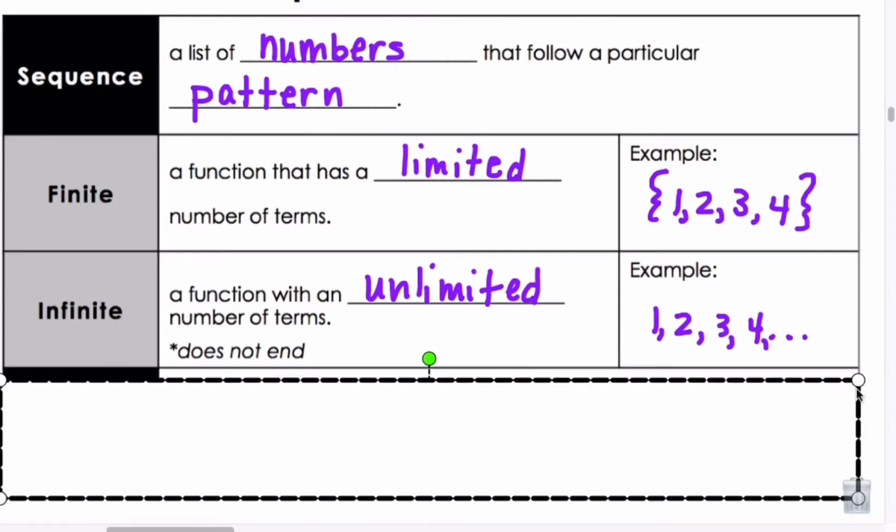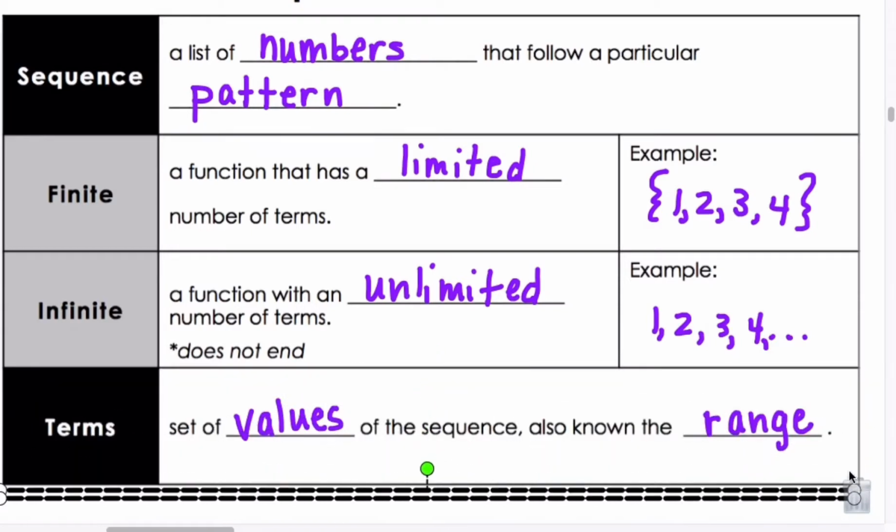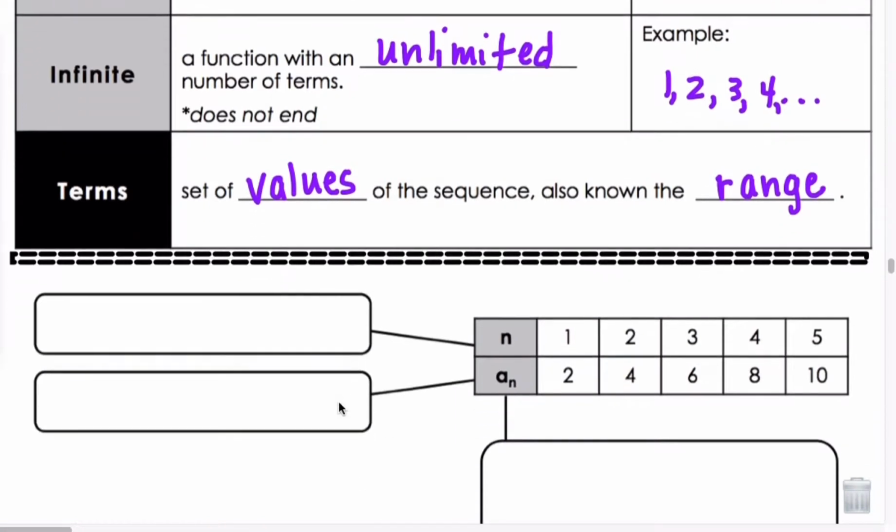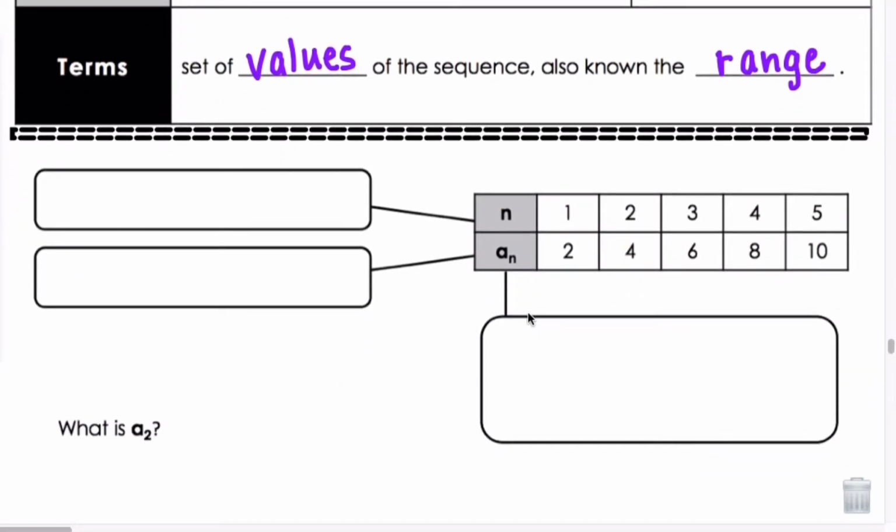And the last definition we would want to be familiar with is terms. They're the set of values of the sequence, also known as the range. So they're the set of values of the sequence known as the range. Those are the terms. All right, let's scroll down and fill in some information.